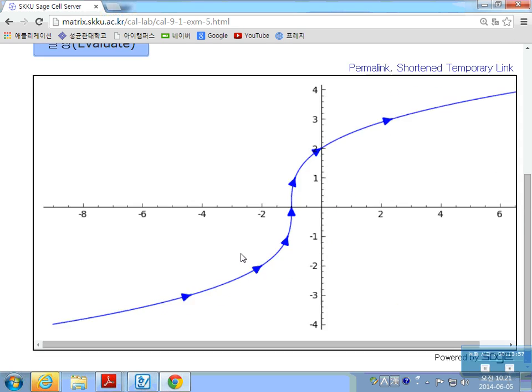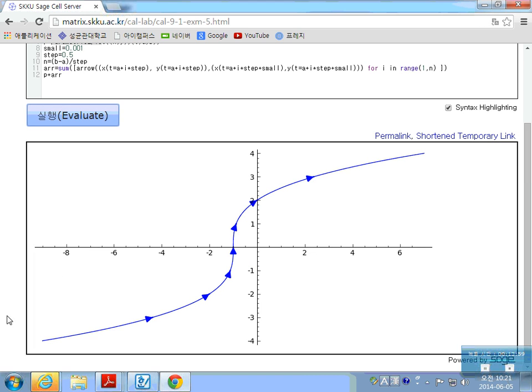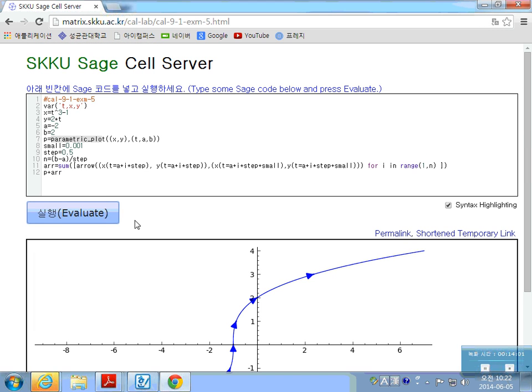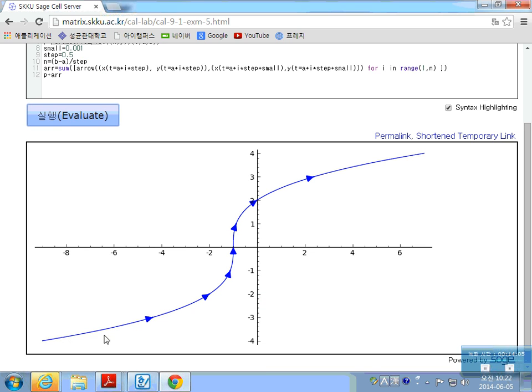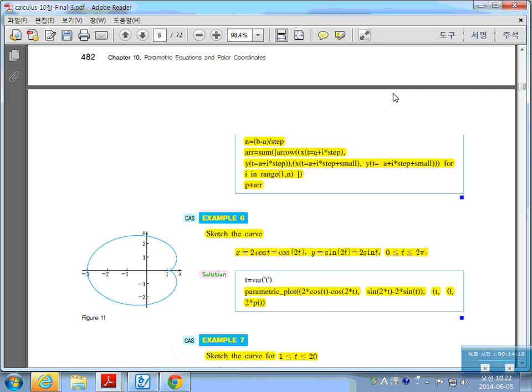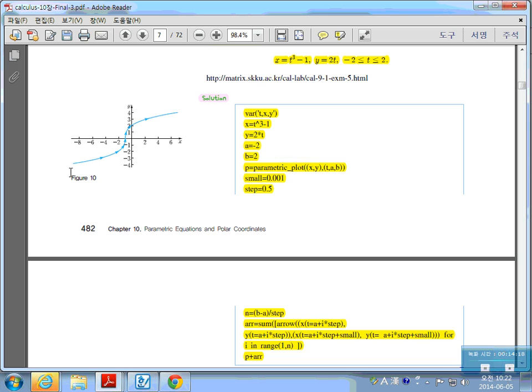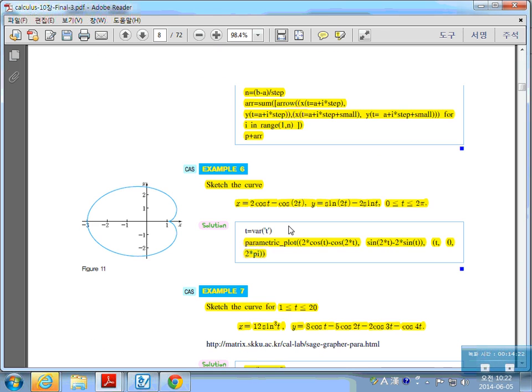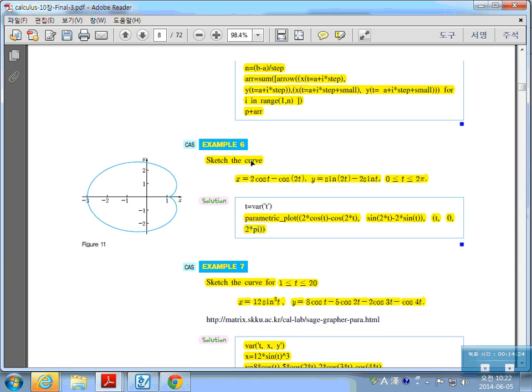And this is the graph of that parametric function. So it starts from here when t is equal to minus 2, and then moves in this direction until it ends when t is equal to 2. Okay. So this is exactly the graph that I drew from here.